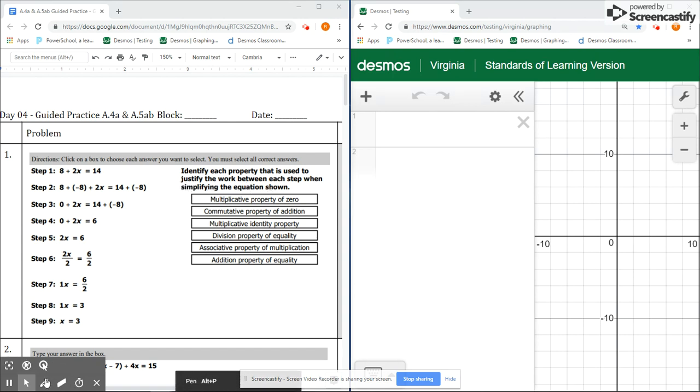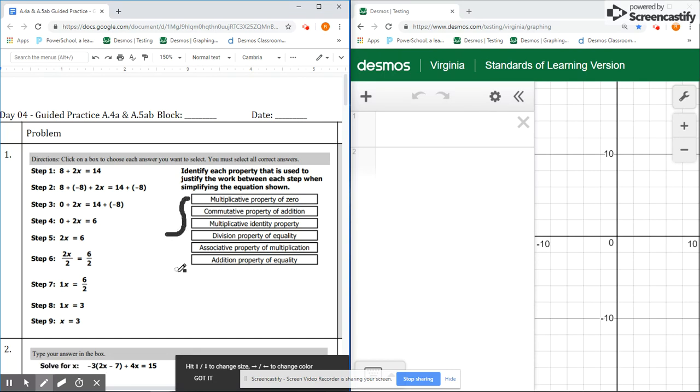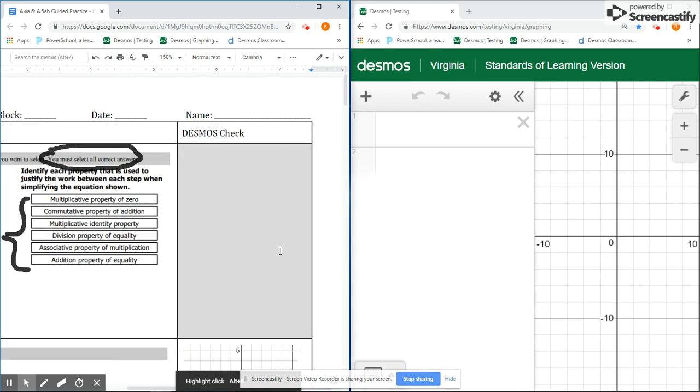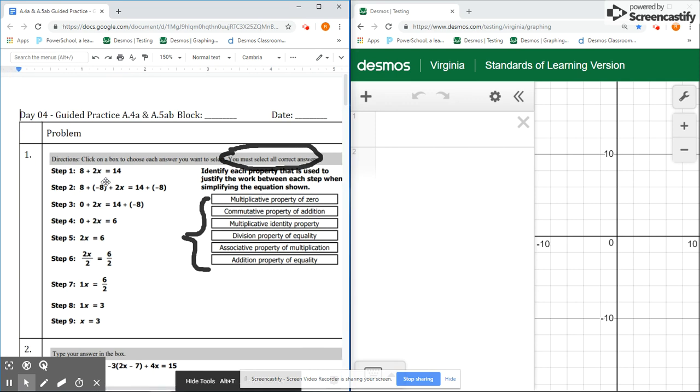So we have a list here of all of these properties, and we need to choose all the correct answers. Okay, so you need to go step by step and see which of these properties are used. I'm going to have you fill this one out, and don't forget that this is blank, there's no way to check it on Desmos, but you do need to explain your answer here. Don't just circle it and then expect to get credit. Explain here in the box. Okay, so go through each of these steps and see which properties we used.